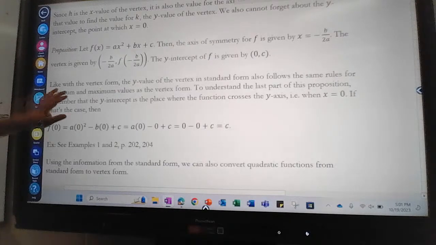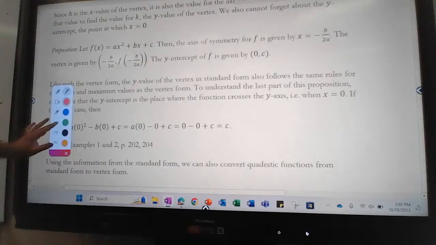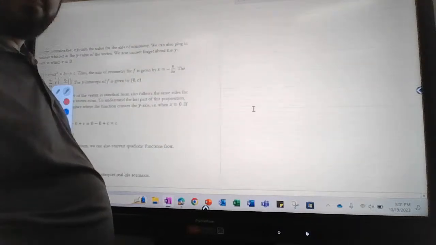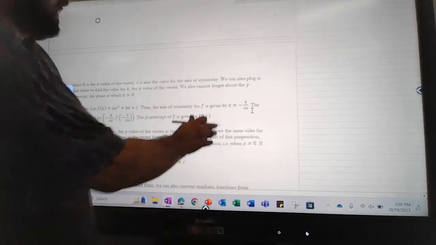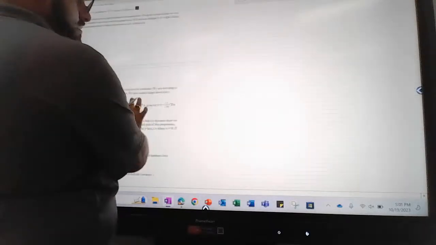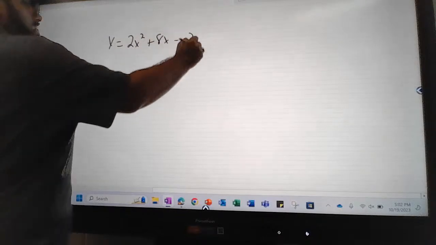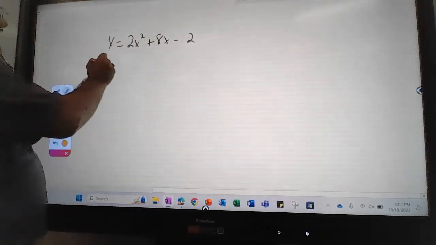Let's go ahead and try to graph a quadratic function in standard form. So let's say I'm trying to graph this function here. The function that I want to graph is y equals 2x squared plus 8x minus 2.